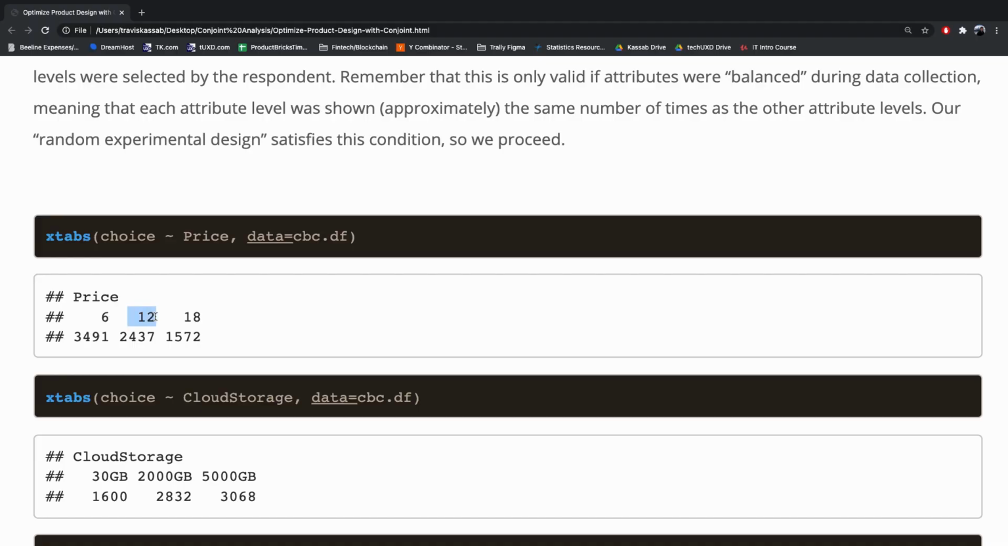So just for example here, looking at price, here's $6 a month, $12 a month, $18 a month. We can see that the cheapest price was selected more often than the more expensive prices, right? This is a decreasing amount of selection as price increases. This is what we would expect. Respondents want cheaper products, okay? So that's kind of a sanity check there.